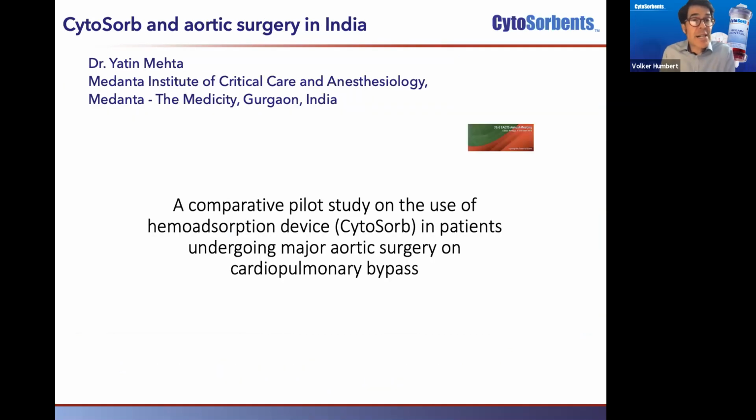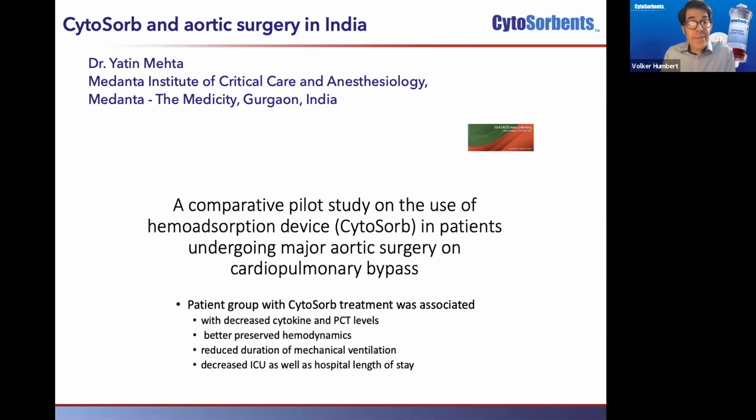We have also first results from India when Dr. Mehta presented this last year at the EACTS Congress in Lisbon, and he did a pilot study comparing the intraoperative use of Cytosorb in patients undergoing major aortic surgery with a control group. The patient group with Cytosorb was associated with decreased levels of inflammatory mediators, better hemodynamics, a reduced duration of mechanical ventilation, and also a decreased ICU and hospital length of stay.